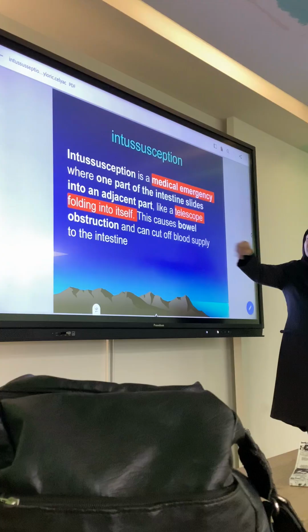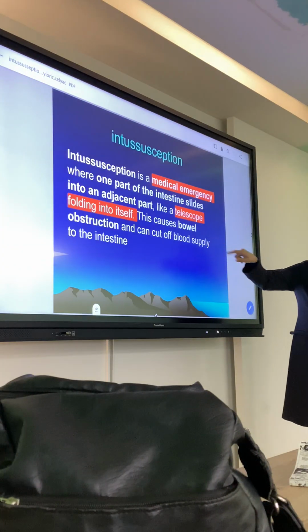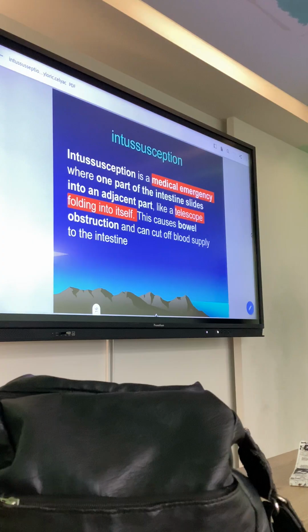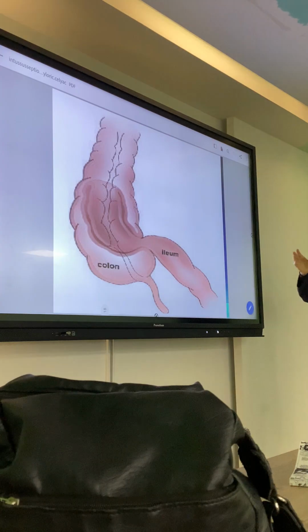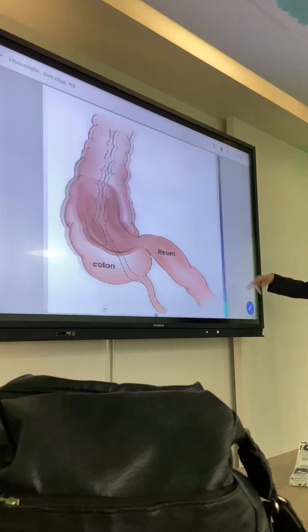It leads to bowel obstruction, the blood supply to the intestine decreases, and it leads to gangrene. Do you know what gangrene is? Yes, necrosis, and it can lead to death. That is an emergency for your children. You can see this type, that is telescopic intussusception.